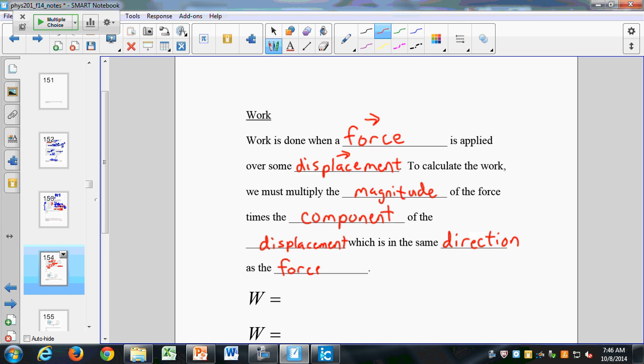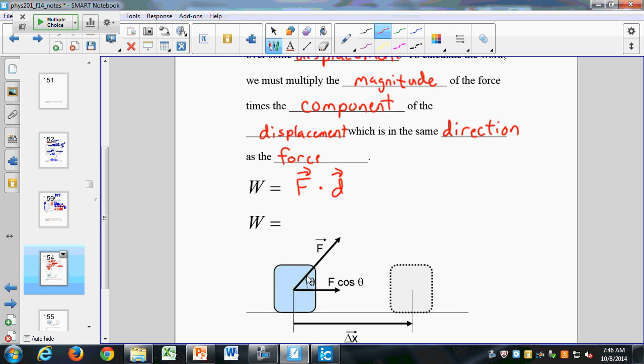So that is the definition then of a dot product. We can say then that the work is going to be equal to F dot D, the force vector dotted with the displacement vector, and this is also equal to the magnitude of F times the magnitude of D times the cosine of the angle theta.